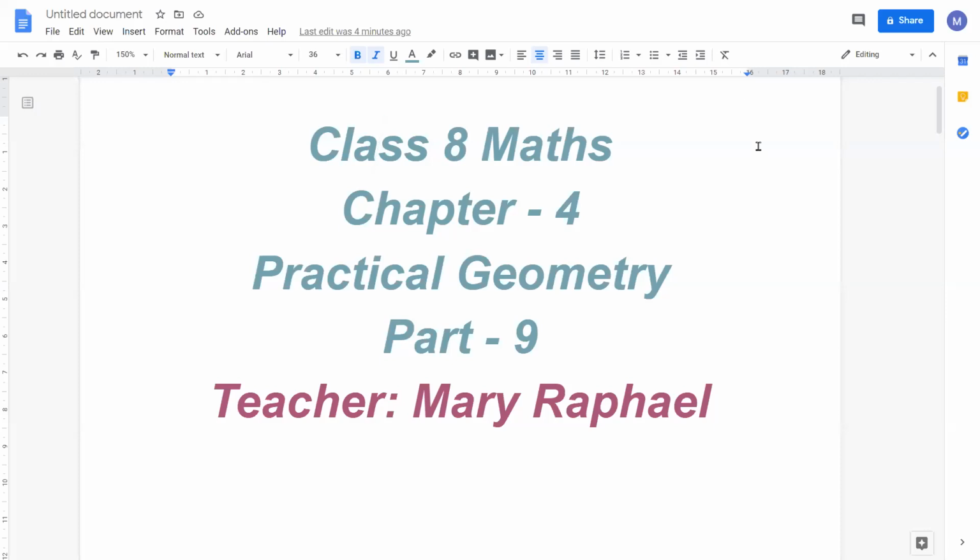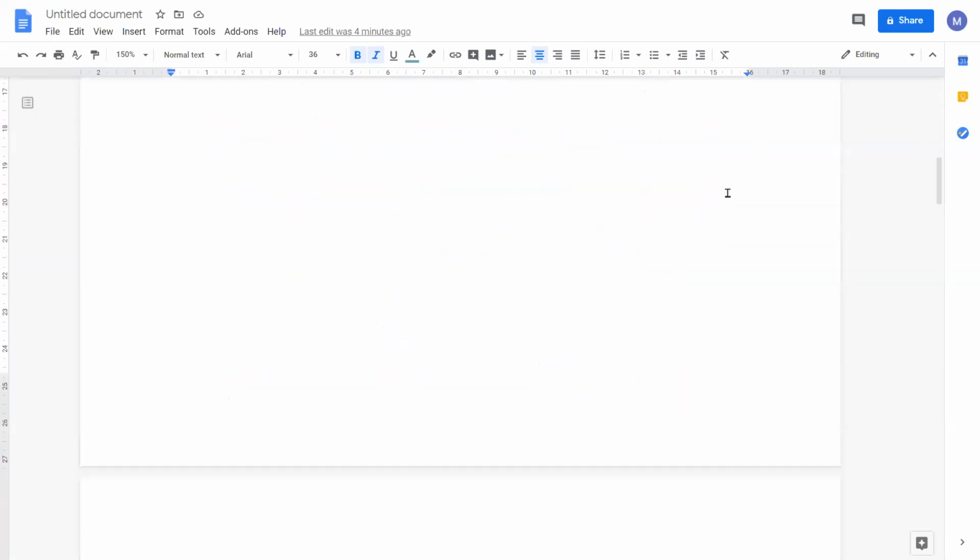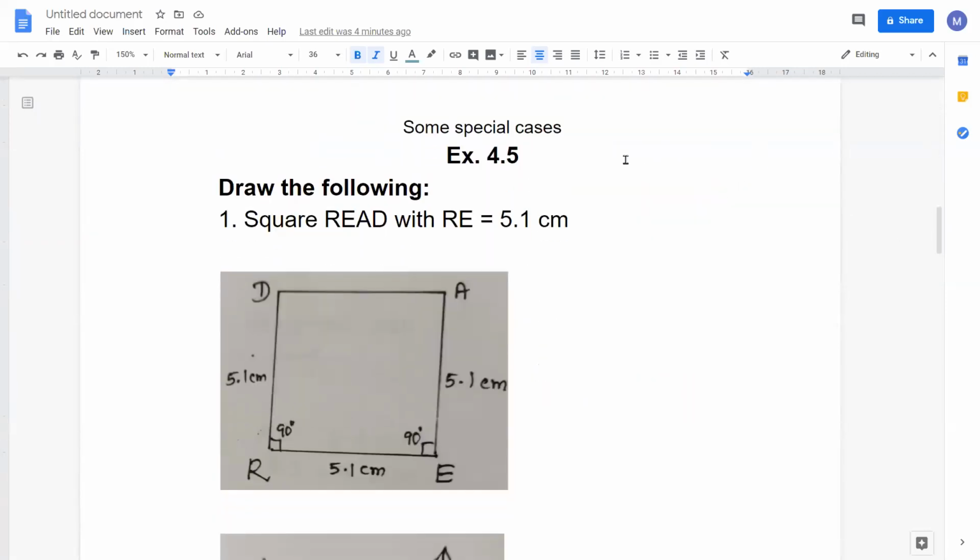Hello friends, welcome back to today's session, Practical Geometry. Today we are going to do the last exercise, that is, some special cases. Up till now we had learned different types of quadrilaterals with 5 measurements or 4 measurements. Now some special cases are there, just like square, rhombus, parallelogram, etc. For that it is not necessary to have 5 measurements. With 1 or 2 measurements also it can be drawn. That type of questions we are going to learn today.